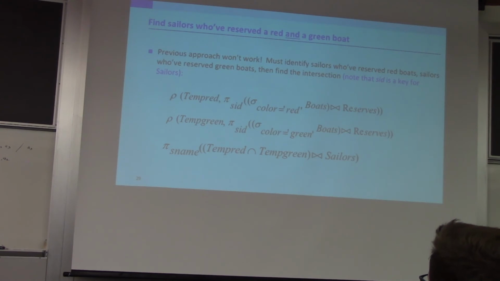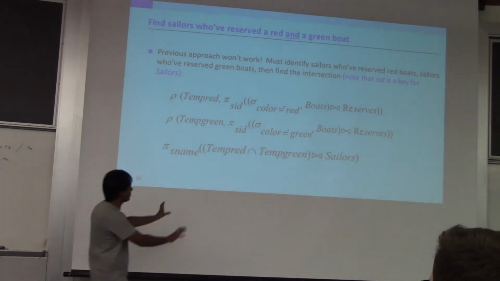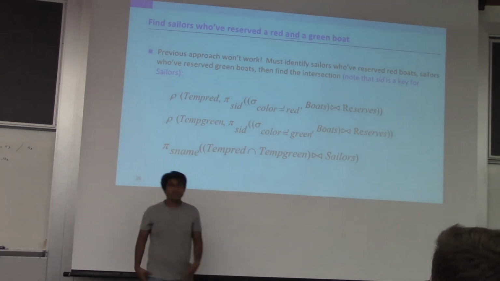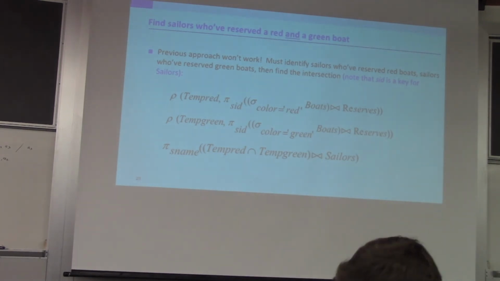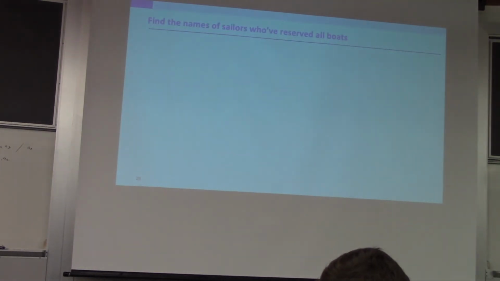So the sailors who have reserved the red boat and also the green boats. See now the rename operator came into play. Otherwise it would be a bit clumsy, right? If you write both of them over here, that's why you just have that named red and green.